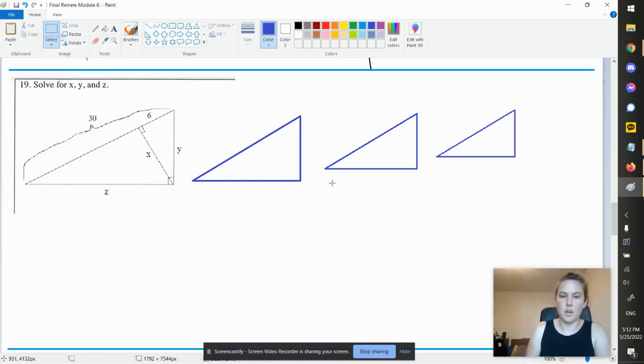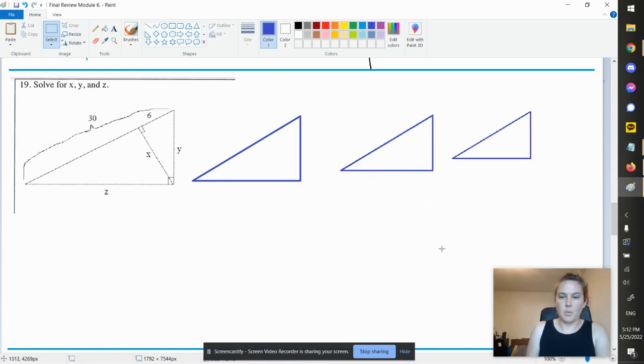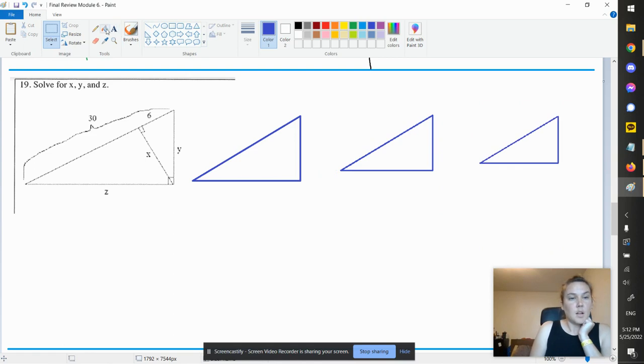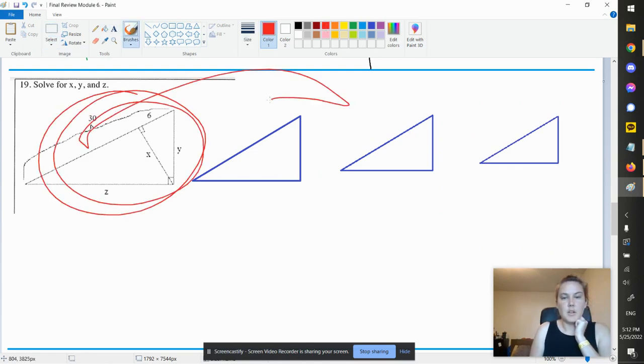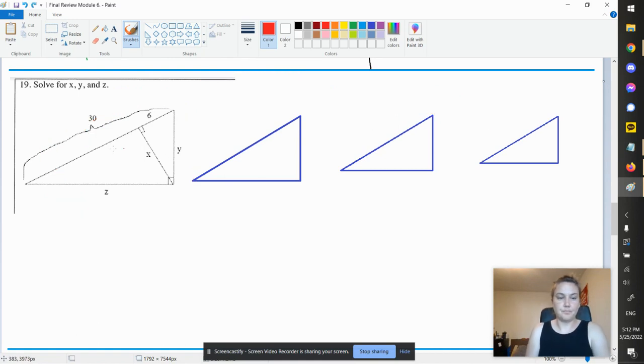Be good at drawing. Okay. We've got our medium one. We've got our smaller one. Nice. I am now going to take this diagram and translate it onto these three.